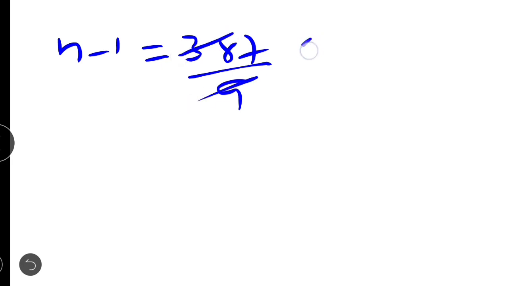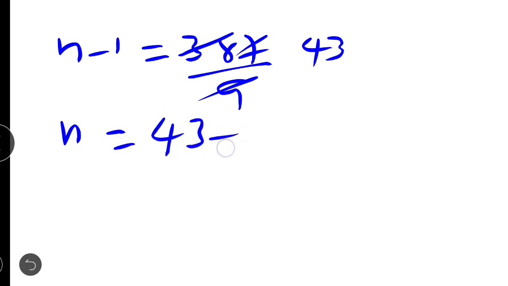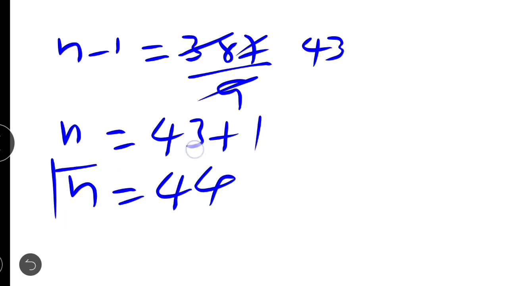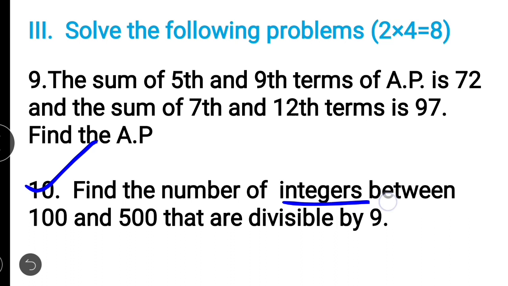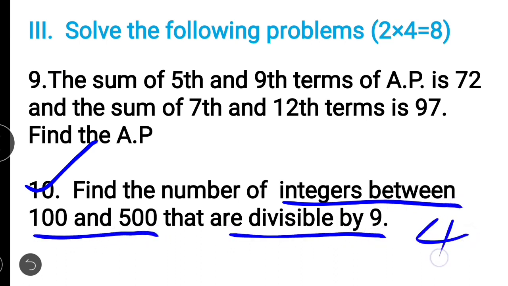9 ones are 9, 9 fours are 36, 2 remainder, next digit 7, 9 threes are 27. So n minus 1 is 43. Then n equals 43 plus 1, so n equals 44. So the total number of integers between 100 and 500 that are divisible by 9 is 44.